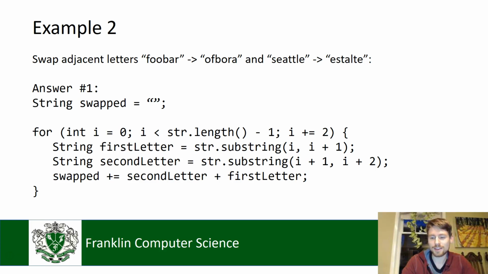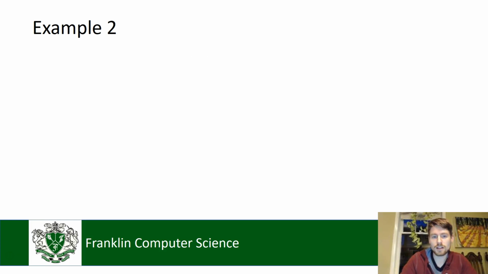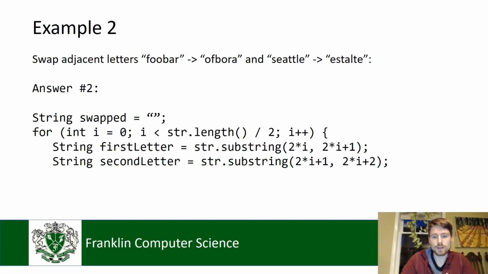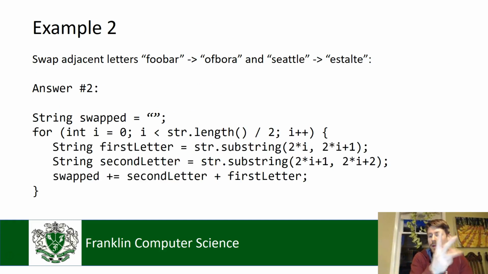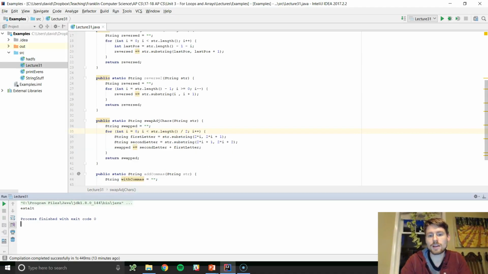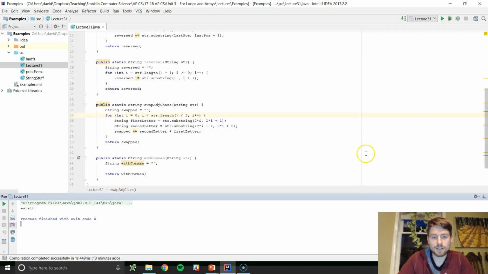So I'm home now, and I'm recording the continuation of the video that we started on the weekend, which was about looping over strings. And I want to close off with the example that we had last time, which was looping over swapping adjacent letters in a string, and our solution that I ended up coding in IntelliJ.